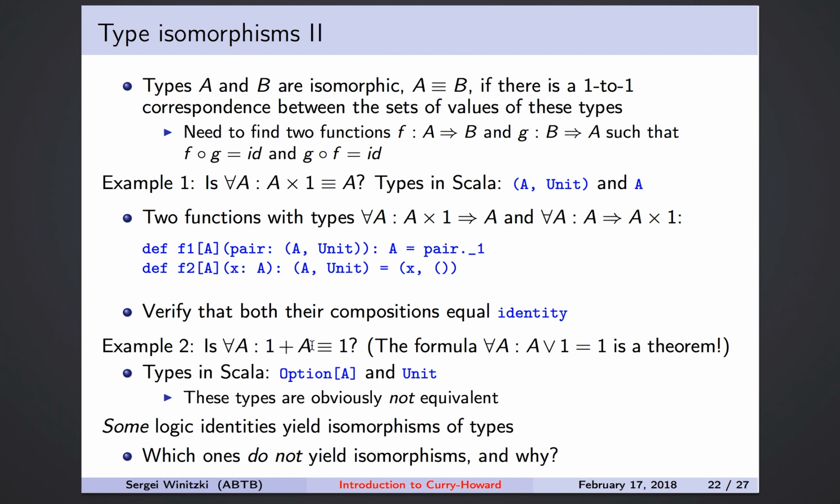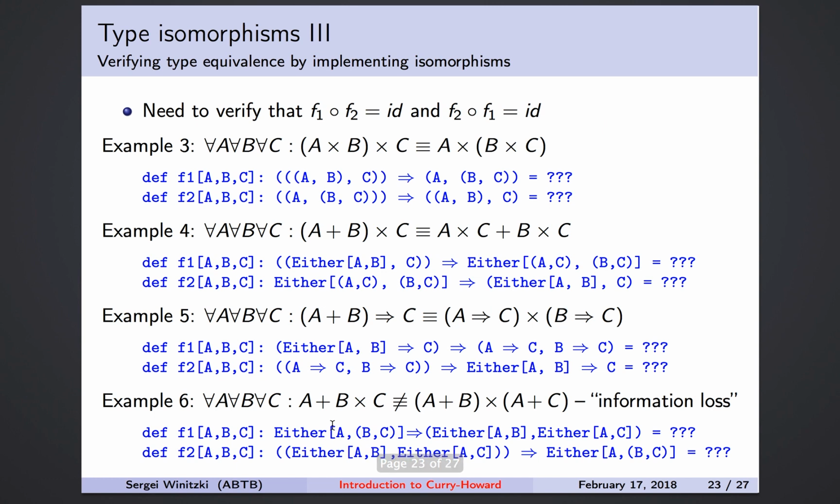But these functions do not compose to identity. They cannot. Because what if you had A here? You must map it into unit. From this unit back, you must map into this unit. You cannot get an A out of unit. And so that will erase this information, and that cannot become isomorphism. So we see that some logic identities do yield isomorphisms of types, but others do not. Why is that? Let's look at some more examples to figure out why.